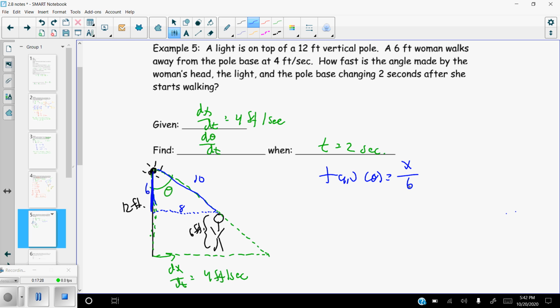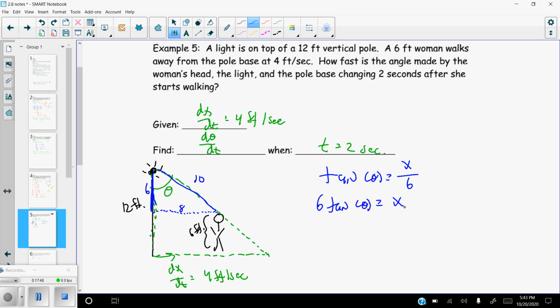So that can actually be plugged in right away. If you weren't sure, you could have just put a y there for right now, but you realize y is not changing, and you can plug in the 6. All right, so to make it a little bit easier, I'm going to go ahead and multiply both sides by 6. So we're going to get 6 tangent of theta equals x.